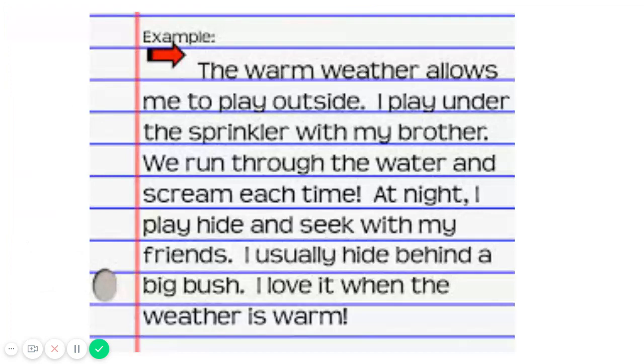I play under the sprinkler with my brother. That's an awesome supporting sentence. We run through the water and I scream each time. At night, I play hide and seek with my friends. I usually hide behind a big bush. I love it when the weather is warm. So we've got some body sentences. That concluding sentence is different than the topic, but it still is the similar thing.